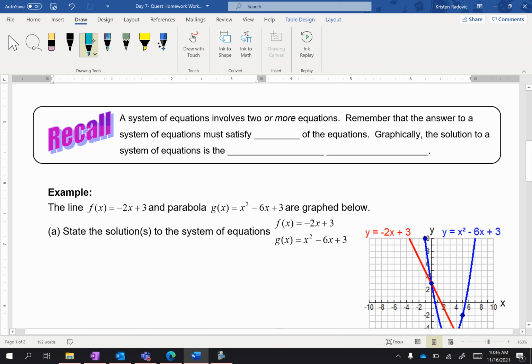So we are going to recall that a system of equations involves 2 or more equations. Remember that the answer to a system of equations must satisfy all of the equations. And graphically, the solution to a system of equations is the point of intersection.